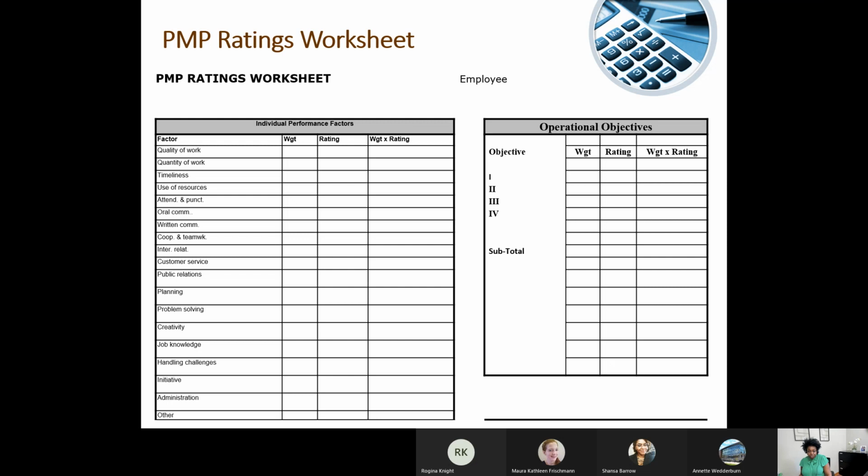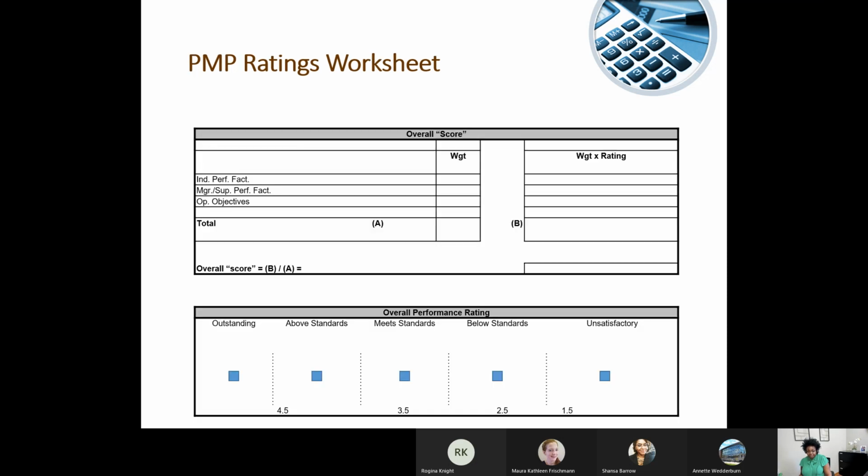Operational objectives, these are the ones that you've written on your own and added. So give that a weight as well and a rating. And then, of course, multiply the weight and the rating, and then you'll get a subtotal that will translate to the overall score. So there's a summary here: individual performance factor, manager/supervisor performance factor, operational objectives. So these are the 3 areas in the form, and you've weighted them, and then the weighting and the rating will be here. You'll get a total, A times B, and that'll be dropped under overall scores.